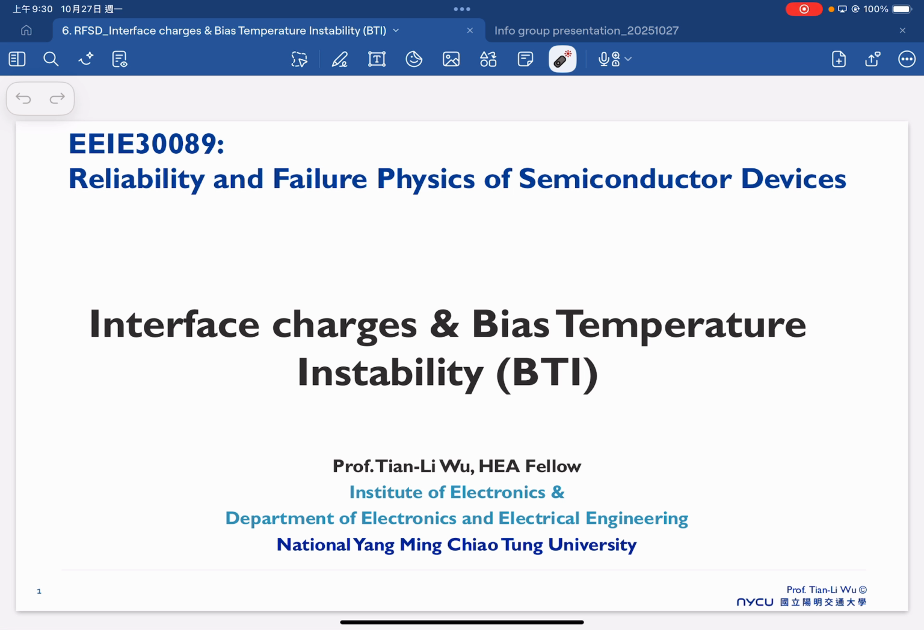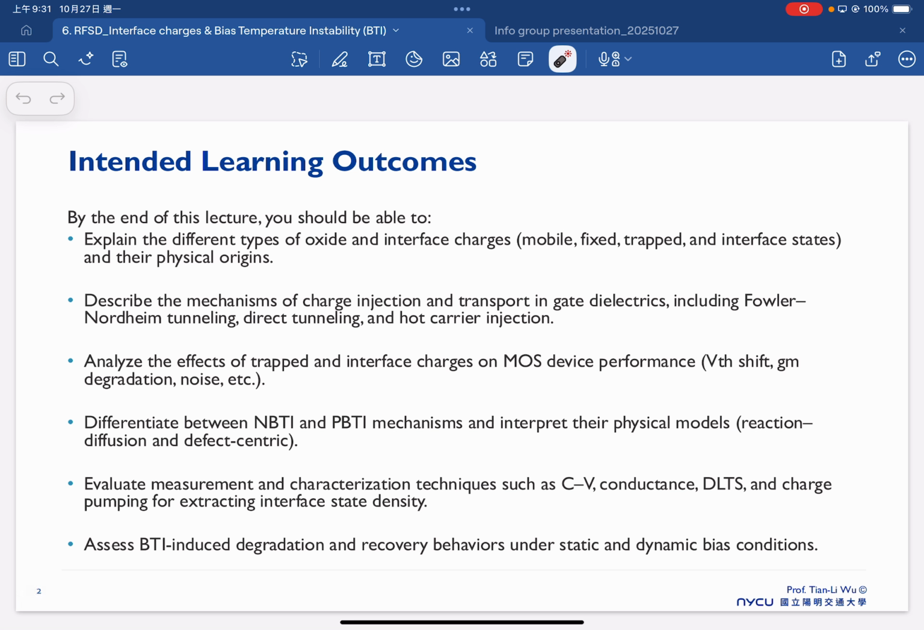So today we will start the lecture related to one of the four most important reliability issues. The first one we will talk about today will be the interface charge, and also, in the end, what we generally call bias temperature instability. So first of all, what you can expect to learn from these lectures.